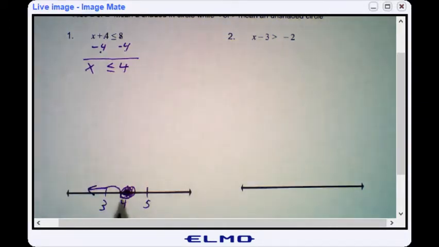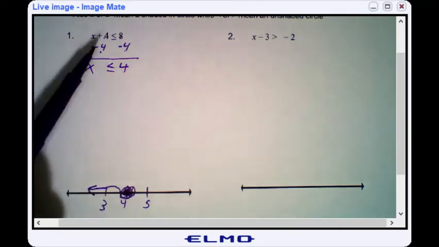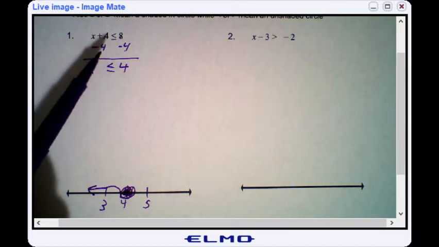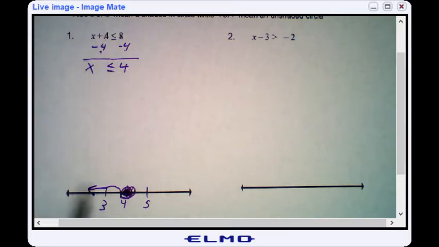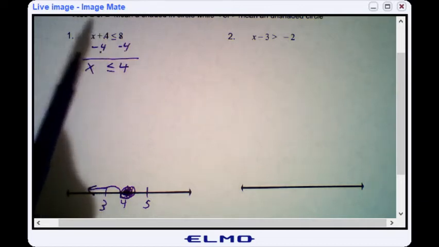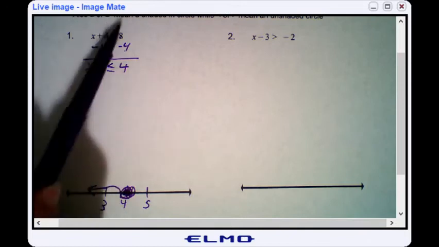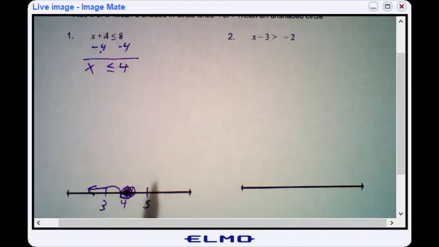If I take 4, I can plug it into my original equation. 4 plus 4 is less than or equal to 8. That's true. If I take 0, because that's less than 4, 0 plus 4 is less than or equal to 8. That's true. So anything to the left of 4 will make this a true inequality. If I pick something to the right, let's say 5, 5 plus 4 is 9, which is bigger, not smaller, than 8. That's why we can't shade that part.